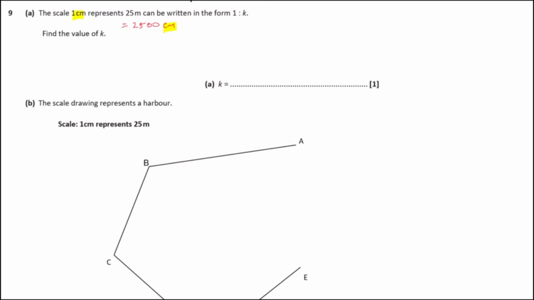I can then write them as a ratio then, can't I? So the ratio is going to be 1 to 2,500 then, isn't it? That's my answer. So what's the value of k? K is going to be 2,500.